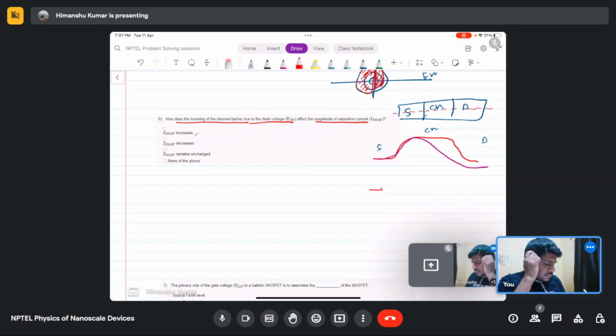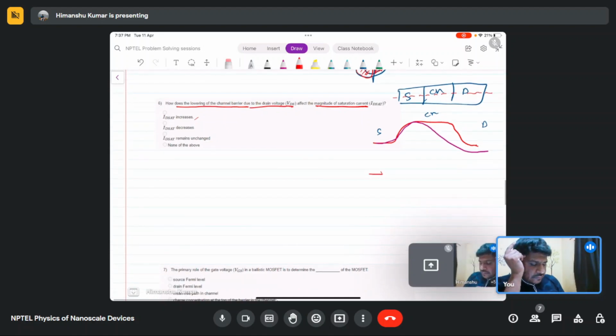Now, if the drain does not impact this barrier at the source side region, the current will get saturated, because only a limited amount of electrons can cross this barrier, whatever is allowed by the applied gate voltage. So whatever is allowed by this barrier is lowered down by the gate voltage, but in the short channel MOSFET this barrier is lowered down by the drain voltage also.